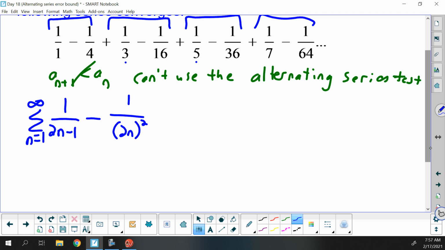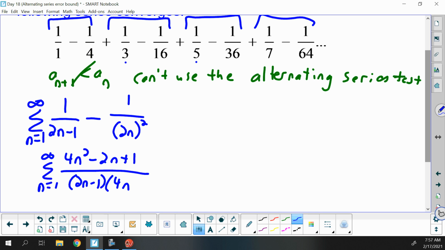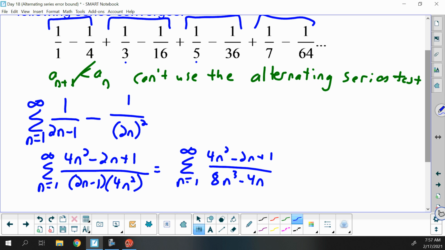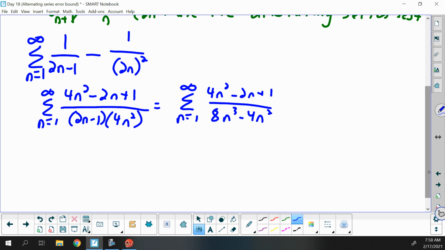So this is what we're working with. If we get a common denominator, we would end up with 4n squared minus 2n plus 1, and then we'd have 2n minus 1 times 4n squared. Well, if we multiply out the bottom, we'll have 8n cubed minus 4n squared. So we would want to do this with a comparison test.